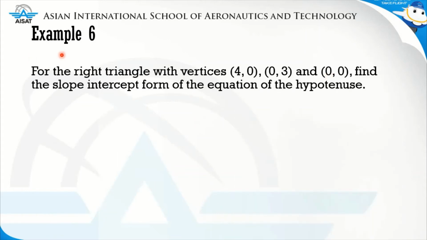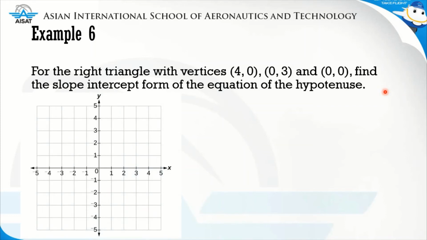Now let's have example 6. For the right triangle with vertices (4, 0), (0, 3), and (0, 0), find the slope-intercept form of the equation of the hypotenuse. So first we have to plot these points. So we have here (0, 0), (4, 0), and (0, 3). Now create our right triangle and identify your hypotenuse. So our hypotenuse has the following points, (4, 0) and (0, 3). So therefore, we have to find the equation of this blue line.